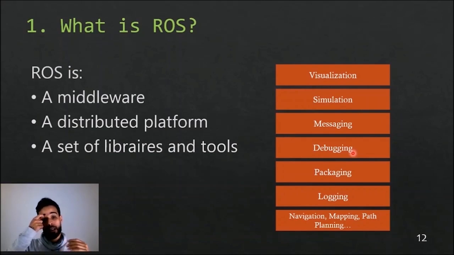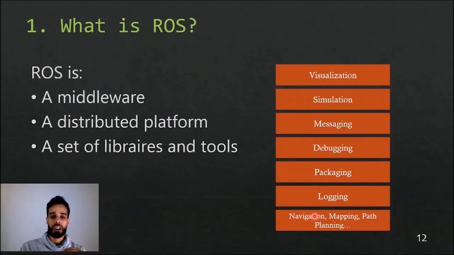Also, ROS has a lot of libraries and tools like visualization, simulation, debugging, packaging, logging, and even some specific libraries for robots like navigation, mapping, path planning. You see that this stuff is something we usually do every time. Every time we create a mobile or ground robot, we need to do navigation, obstacle avoidance, and path planning, for example. ROS includes all of this already. So we don't need to implement and configure the obstacle avoidance, the navigation, the path planning and mapping every time. No, ROS has a standardized set of libraries, and we usually use it directly.